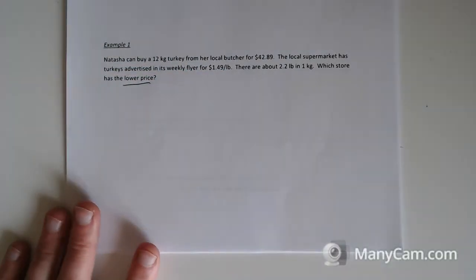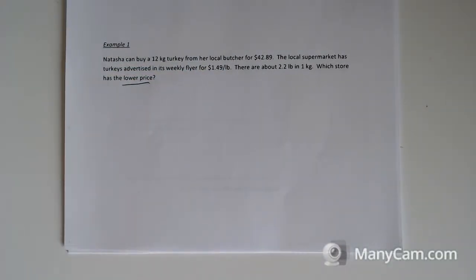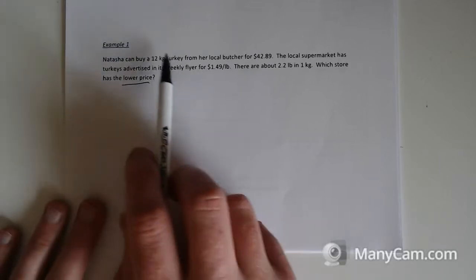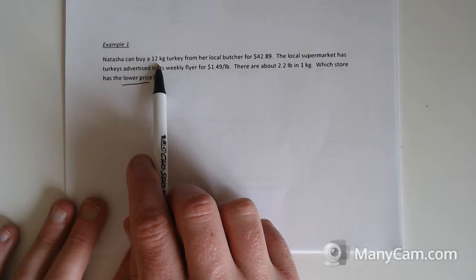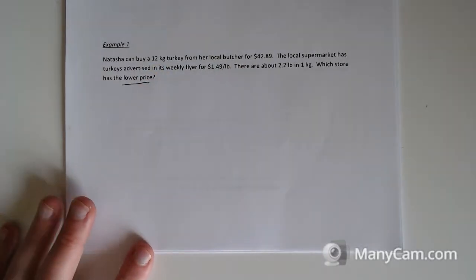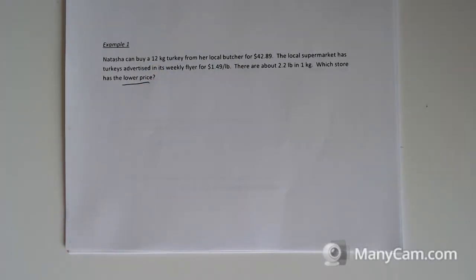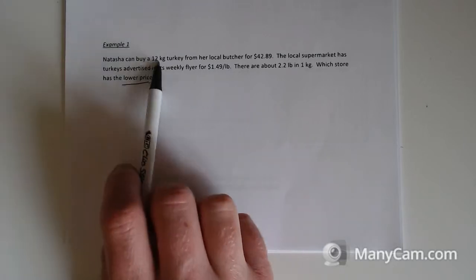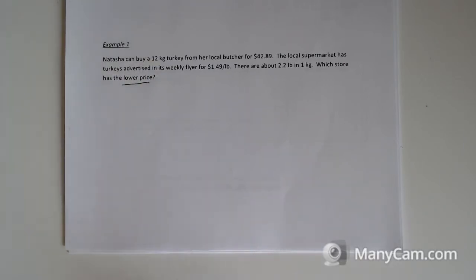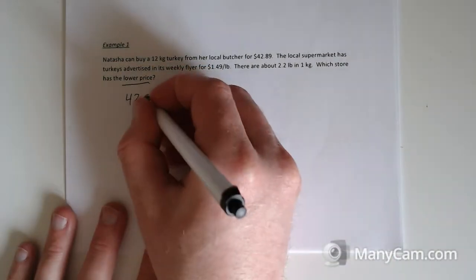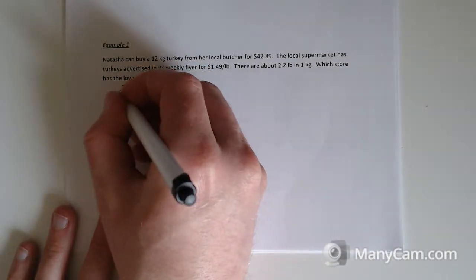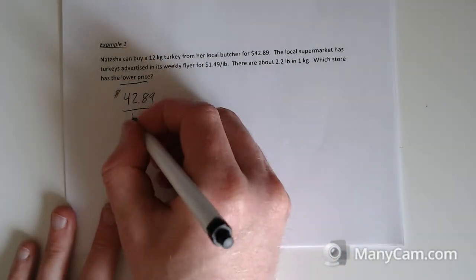So in order to compare the prices, we probably want to get a unit price for each. So right now we have an actual rate, which is if you buy 12 of them, you spend $42.89. The question is, do you want to know how much 1 kilogram of turkey costs, or do you want to know how much turkey you get for $1? I'd probably do 1 kilogram of turkey. That might be easier.